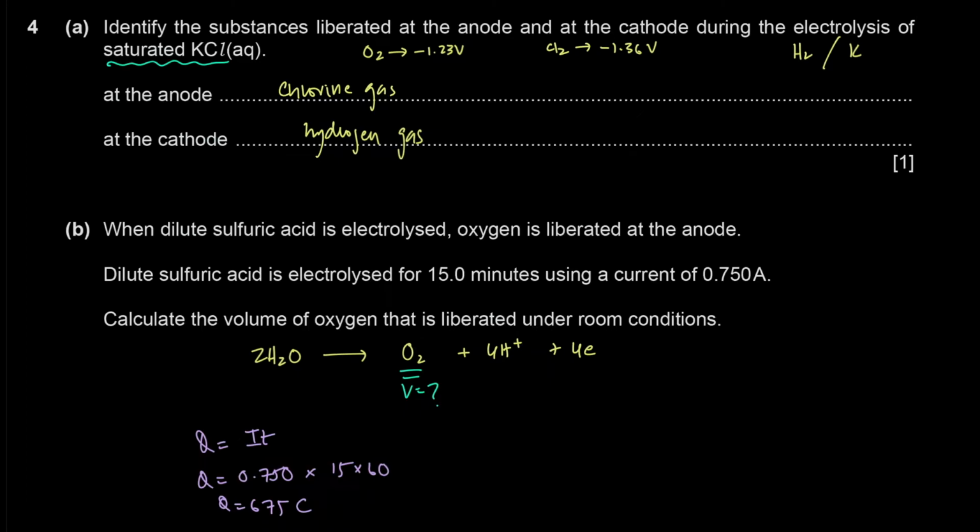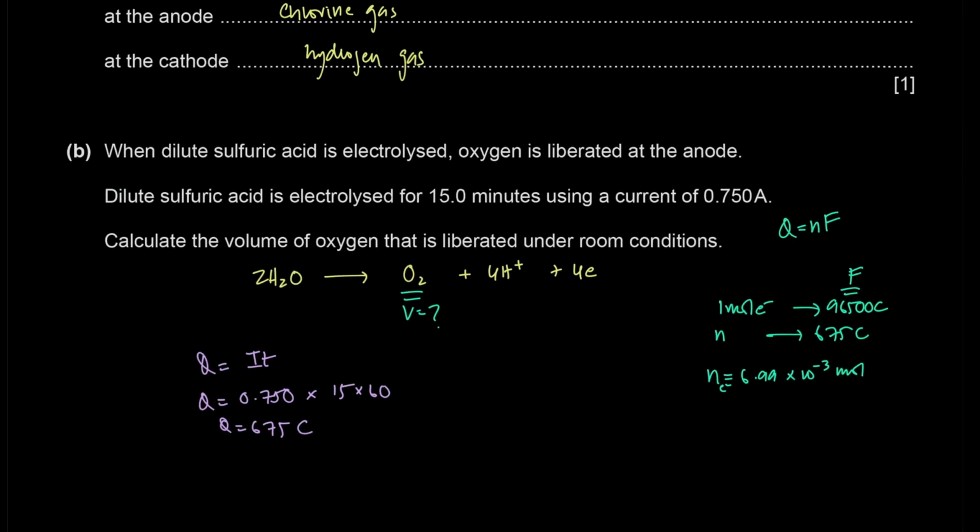Now we know that 1 mole of electrons has a charge of 96,500 coulombs. That's Faraday's constant. So how many moles of electrons will have a charge of 675 coulombs? Charge depends on the number of moles of electrons exchanged in this process. So here we have the formula Q is equal to NF, where Q is the charge, N is the number of moles of electrons, and F is Faraday's constant. Or you can use the unitary method. If we calculate, N comes out to 6.99 times 10 to the power of negative 3 moles of electrons.